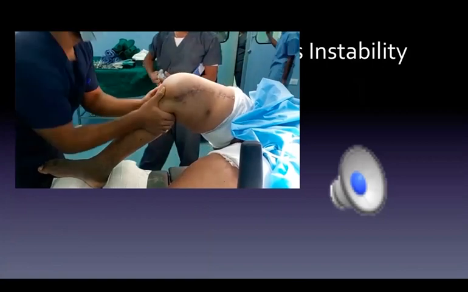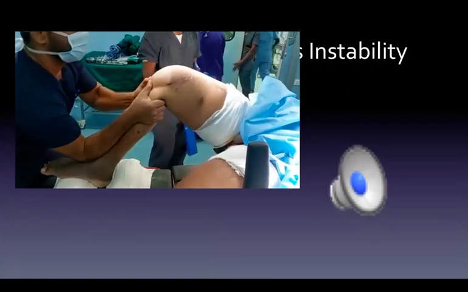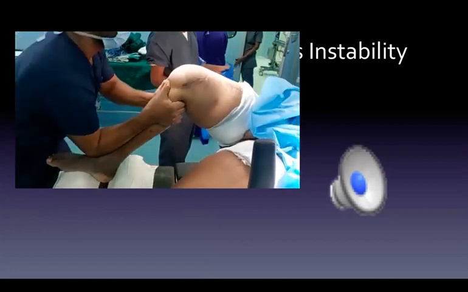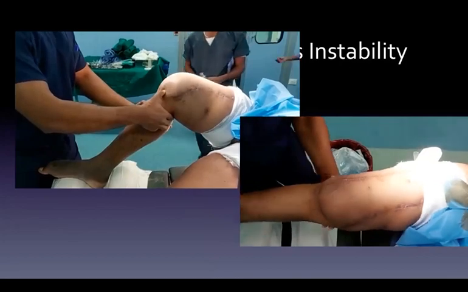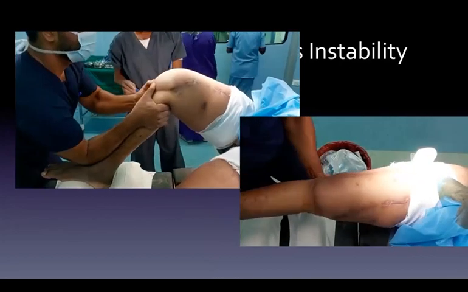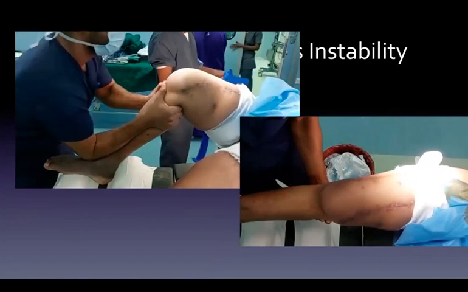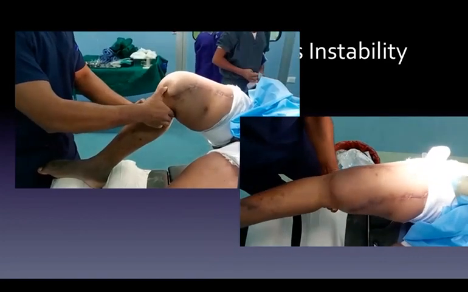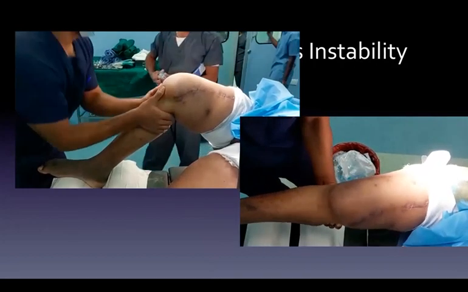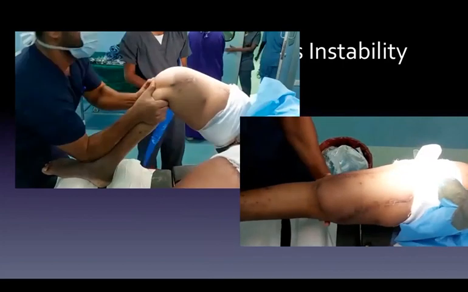You can appreciate there is a tibial sag here. There is anteroposterior drawer, which is grade 3 positive here. This was done under evaluation under anesthesia, and you can see he was also having a varus instability at 0 degrees as well as at 30 degrees knee flexion. So this confirms the diagnosis of ACL, PCL, and PLC injury clinically.